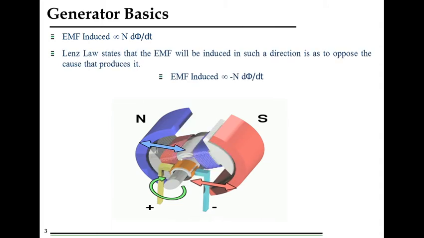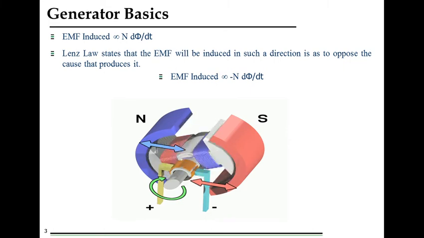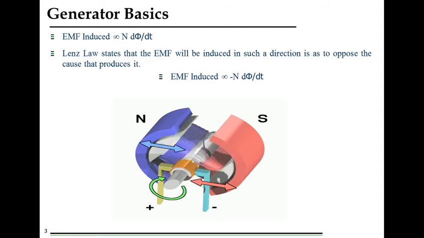Now, second law that comes into play is the Lenz law, because Lenz law decides the direction of the induced EMF. So what does it state? Lenz law states that the EMF will be induced in such a direction so as to oppose the cause that produces it. Now here, what is the cause that is producing the EMF? It is the rate of change of flux, that is dφ/dt is causing the EMF. So the Lenz law says EMF will oppose the cause, means it will oppose dφ/dt.